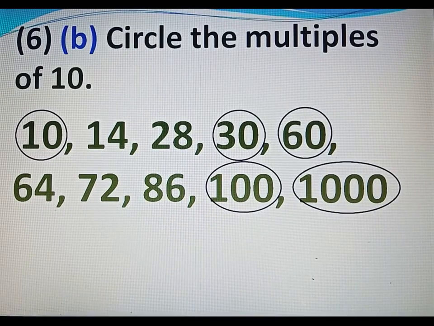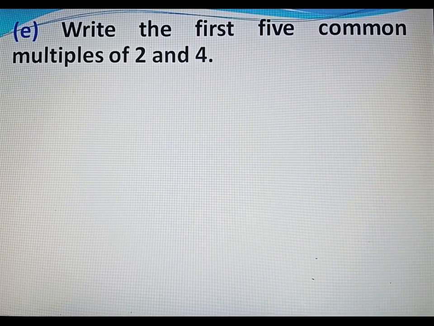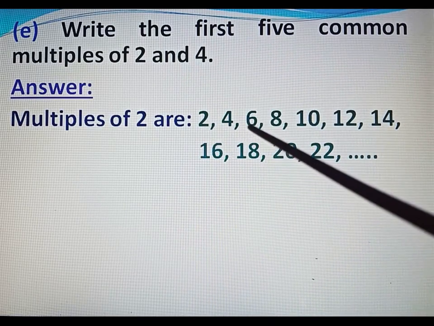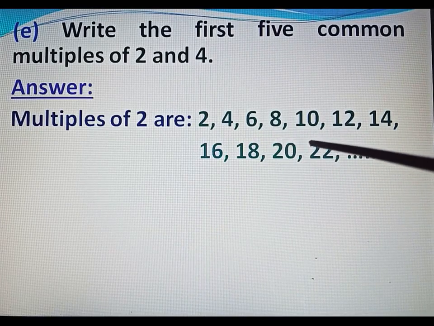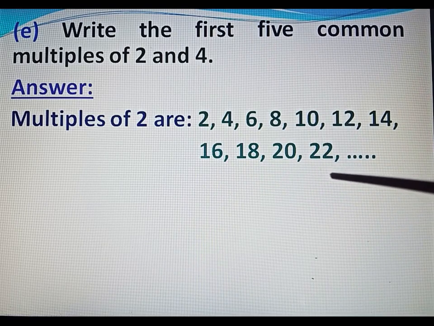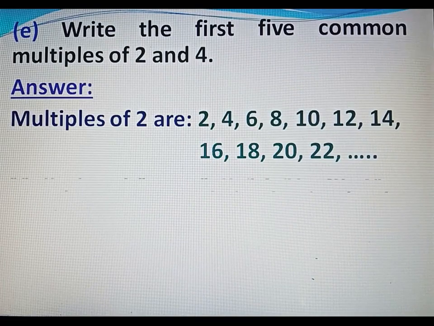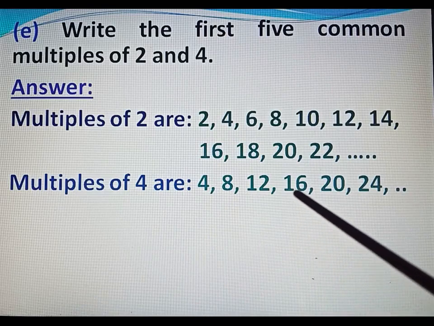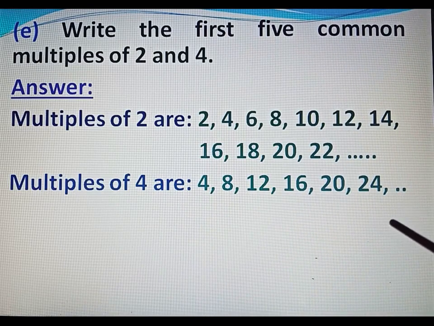Now E part. Write the first 5 common multiples of 2 and 4. We have to find the first common multiples of 2 and 4. First we will write the multiples of 2 and then we will write the multiples of 4. Answer: multiples of 2 are 2, 4, 6, 8, 10, 12, 14, 16, 18, 20, 22 and so on. Now multiples of 4 are 4, 8, 12, 16, 20, 24 and so on.